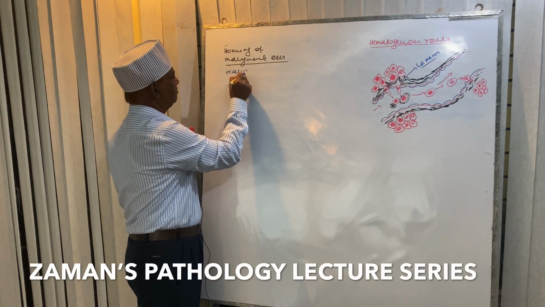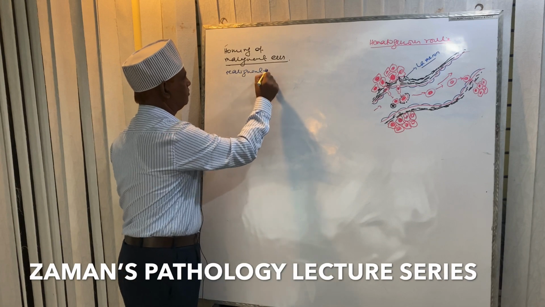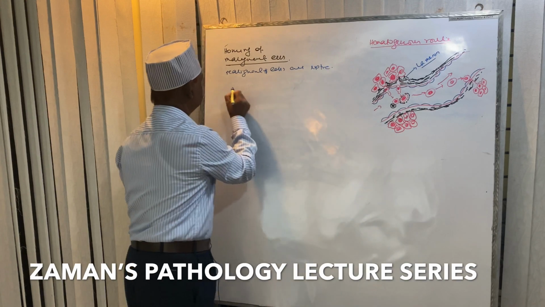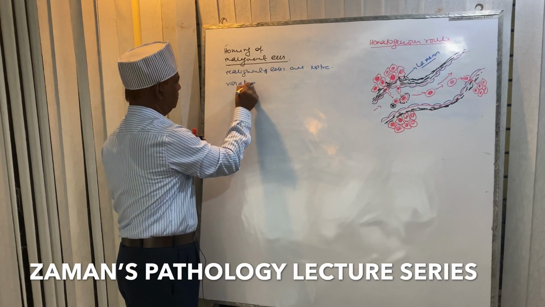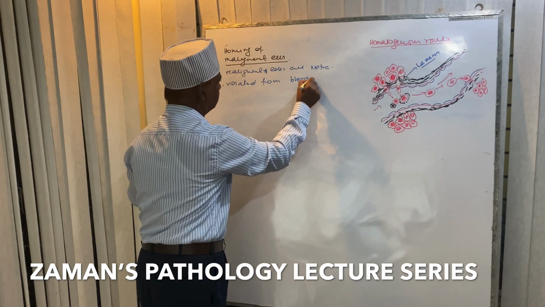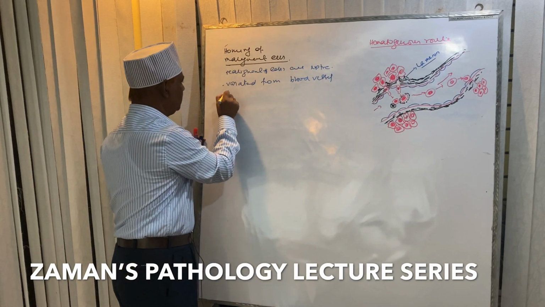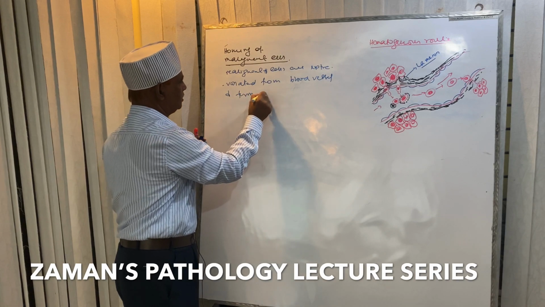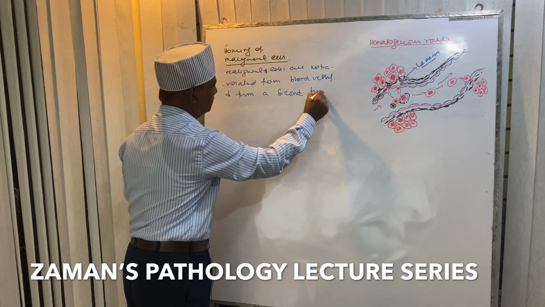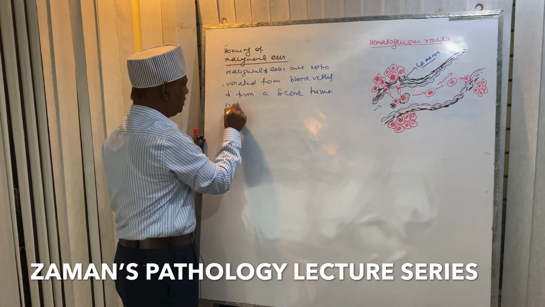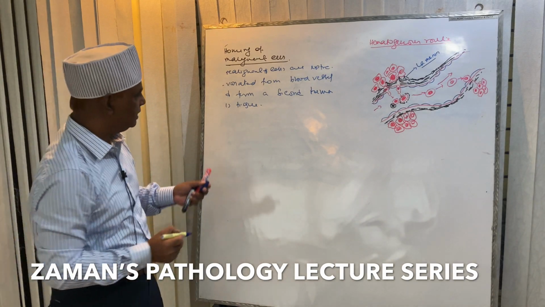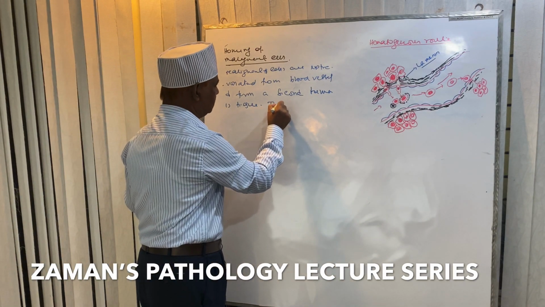Malignant cells are extravasated from the blood vessel and form a second tumor in tissue. This is known as homing of malignant cell. This is homing of malignant cell.